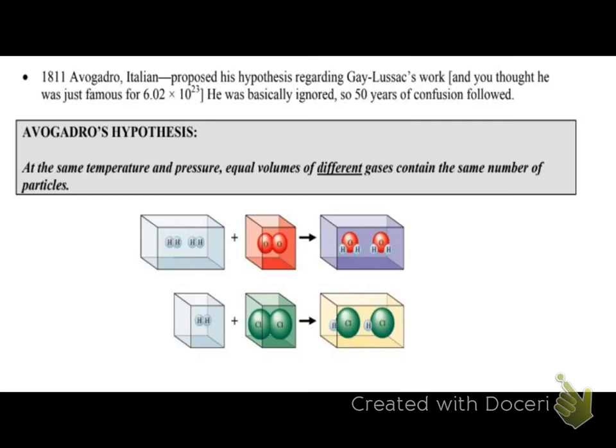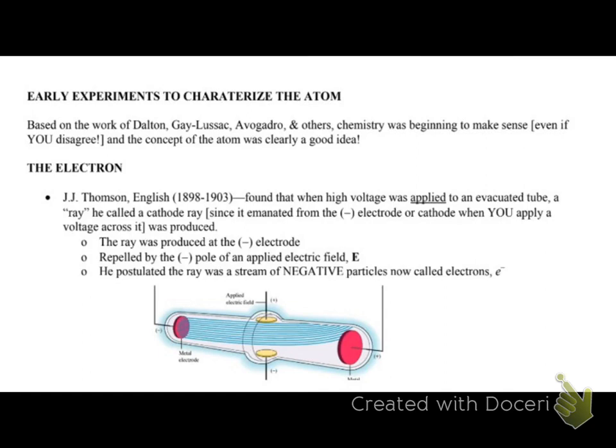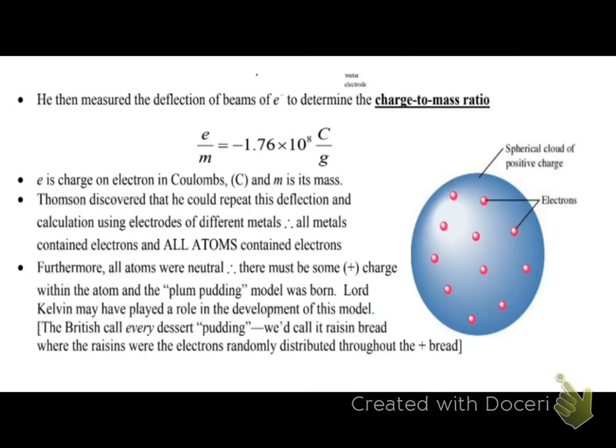Okay, so early experiments to characterize the atom. Occasionally on the AP exam, a history question may make its way in there, so you should just be aware. I wouldn't spend a lot of time focusing on it. J.J. Thomson, of course, discovered the electron with the cathode ray tube. He postulated the ray was a string of negative particles that we now call electrons. He then measured the deflection, and he could measure the charge to mass ratio of its coulombs per gram.